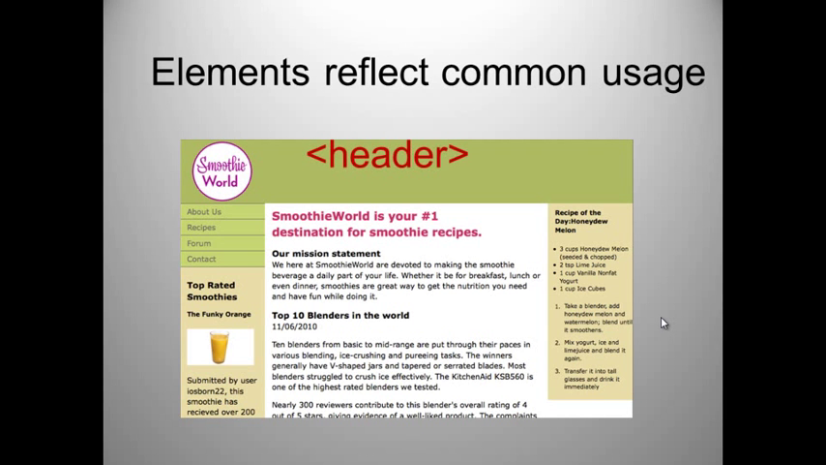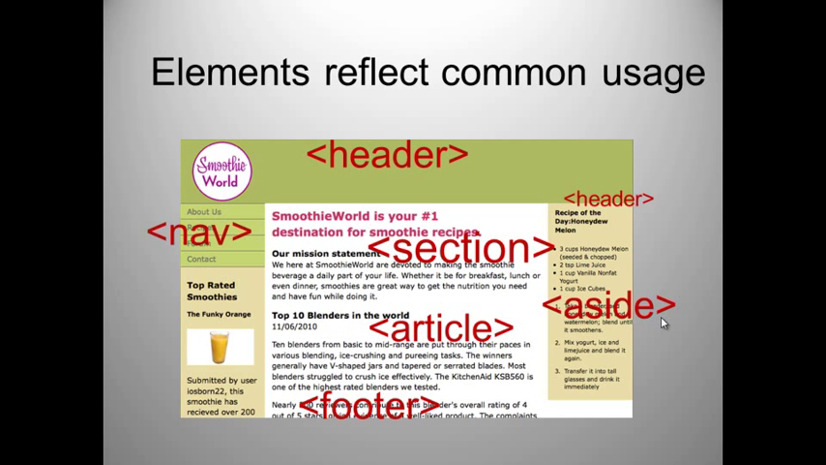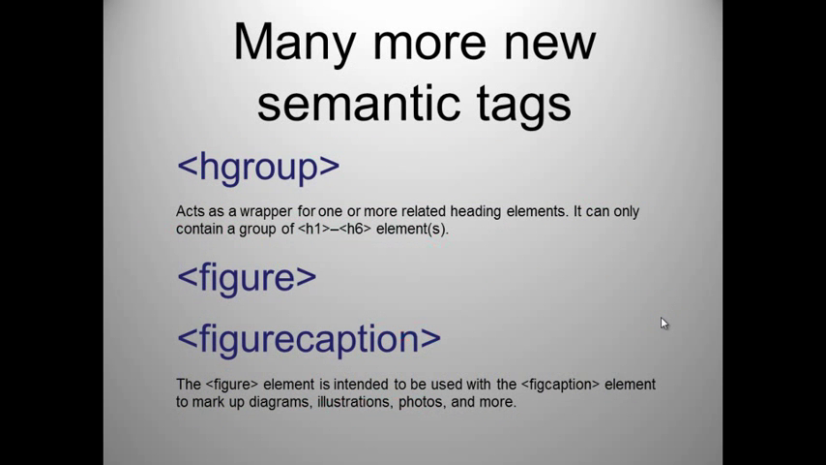For example, header. Now, one of the interesting things about header is that we don't need to use just one of them. We might also have another header for a sidebar. Another new tag would be the aside. So the aside would be what we usually call a sidebar. However, you could also use asides in other cases as well. We have other elements such as nav, footer, section, and article. There are many other semantic tags as well. So for example, hgroup, figure, and figure caption. All of these are used in different ways to mark up the pages in a semantic way. In other words, we use the tag that's appropriate for the content within.